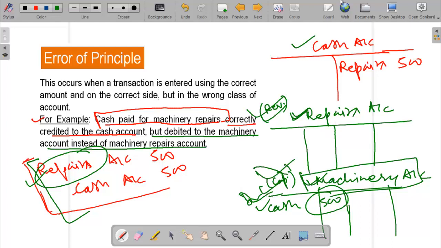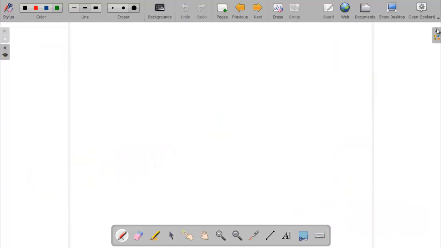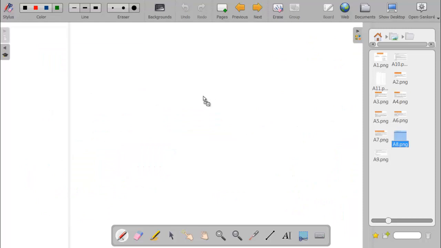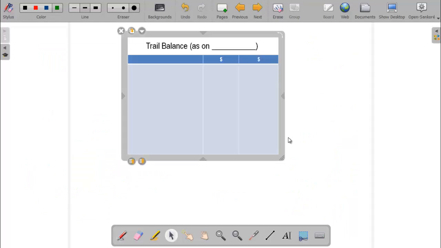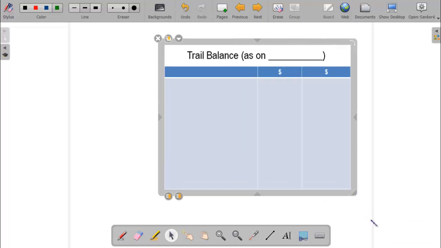Got it? Now see the effect of this error on the trial balance. This error will not affect the total of the trial balance. The total of the trial balance will come the same. Now see.